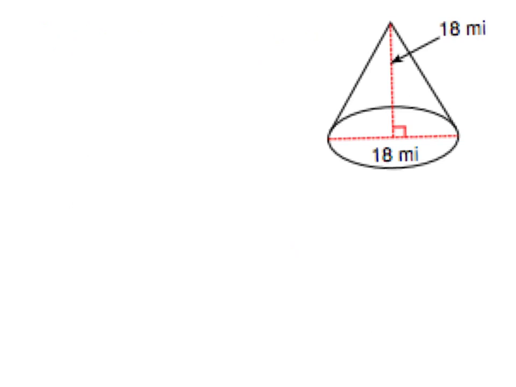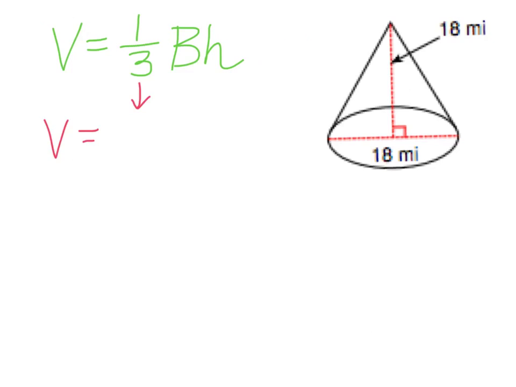All right, so we're going to find the volume of this cone. So first I'm going to go ahead and write down my formula. 1/3 times the area of the base times the height. Okay, I'm just going to start writing down my numbers. So to find the volume, I'm going to do 1/3. I got to start by doing the area of the base. Now the base, if you look at the picture, is a circle.